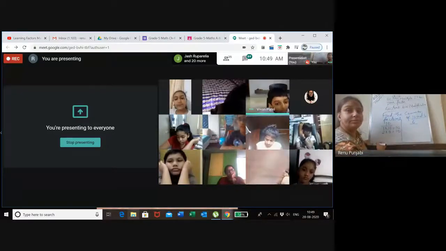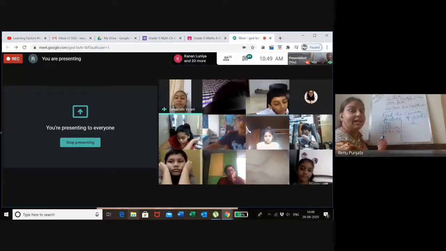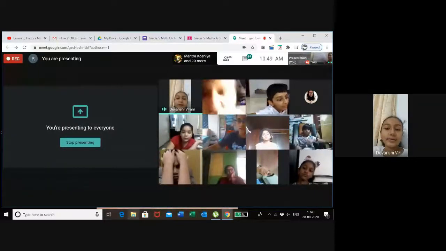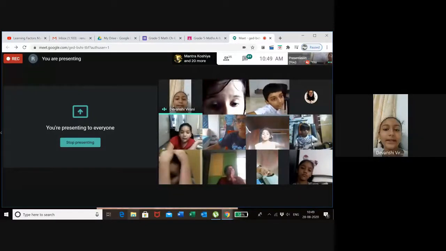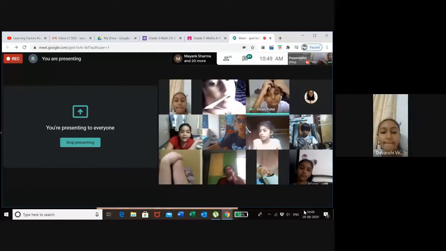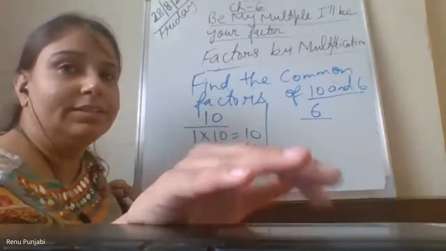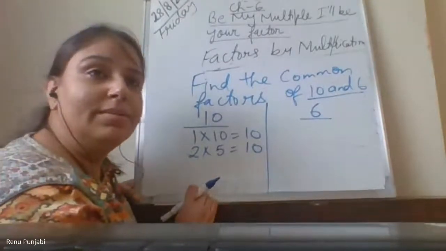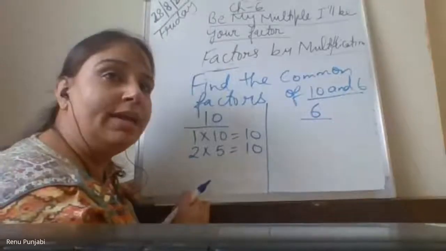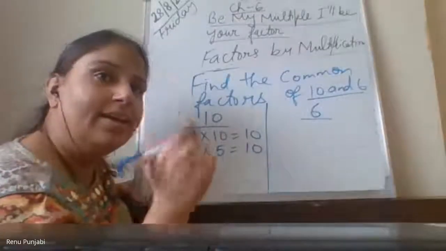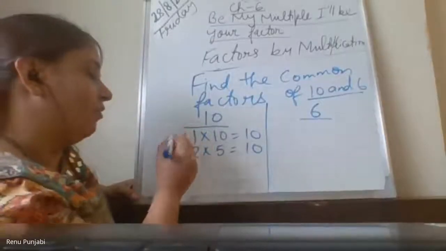Then in the table of 3, Aheli, next factor. 5 2s are 10. Aheli, in the table of 3 does 10 come? No, ma'am. In the table of 4 does 10 come? No. In the table of 5, 10 comes. I will write it, but we will not take that because it's repeating. So what are the factors of 10?